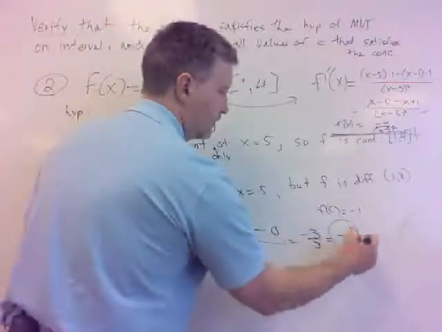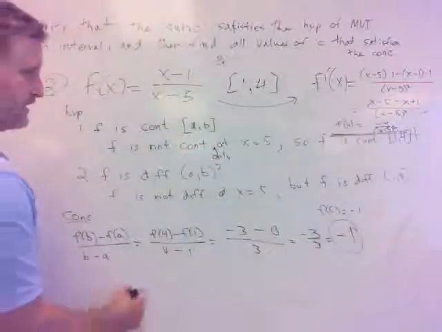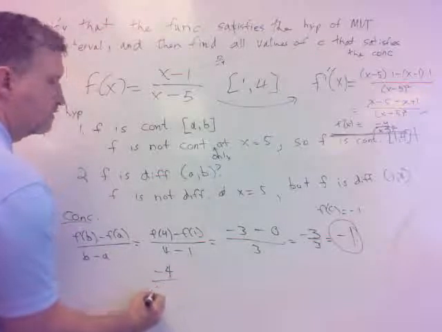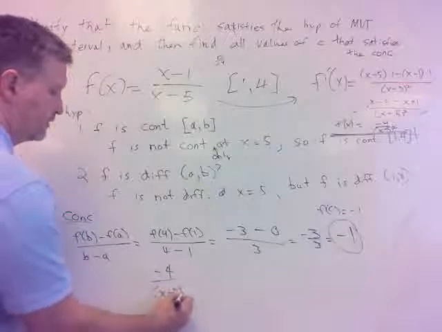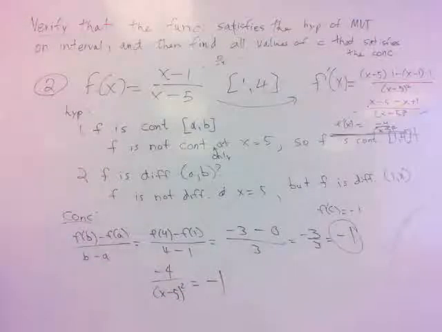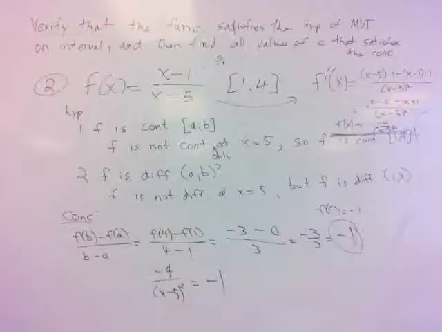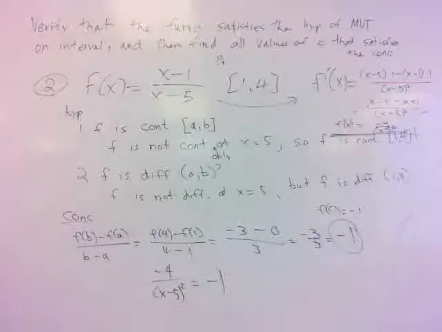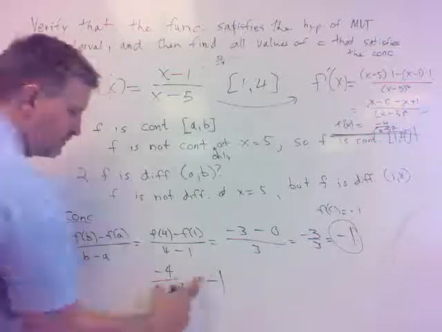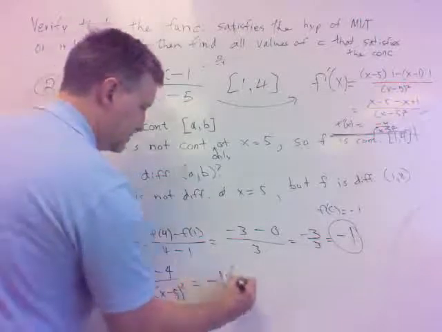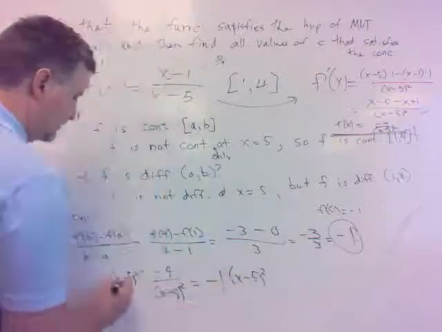This is telling me I want the derivative equal to -1. So let's set that all equal to -1. Derivative equals -1. With me? How would I solve such a thing? How would you solve it? Multiply both sides by x minus 5 squared? Okay. I think that's what I'd do too, because that'll cancel that out.